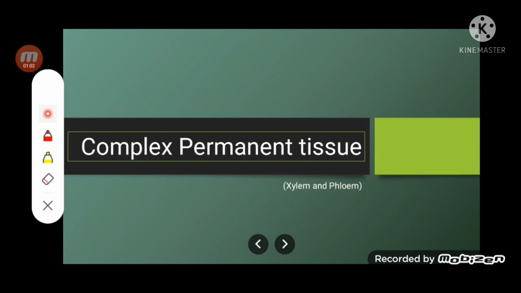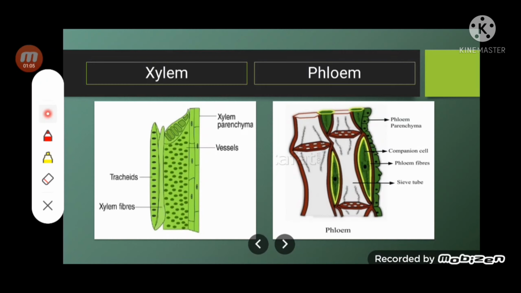Now, let us move ahead. Here in this slide, you can see the pictures of xylem and phloem. So, let us study it systematically. First, we will go with the structure, meaning we are going to see the component parts of xylem and phloem. First, xylem consists of xylem parenchyma, vessels, tracheids, and xylem fibers. And phloem consists of phloem parenchyma, companion cells, phloem fibers, and sieve tubes.